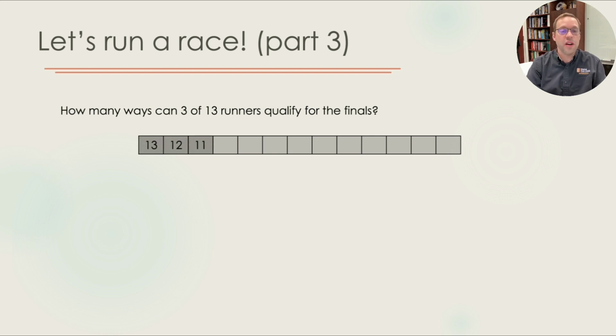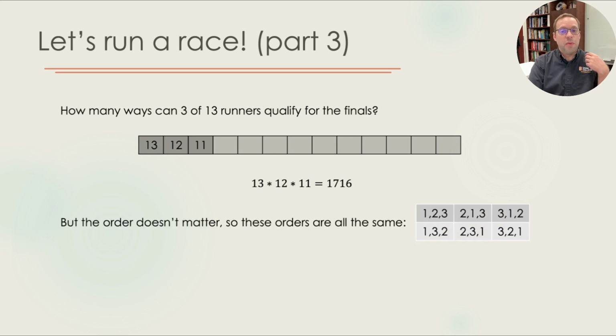So just as before, there are 13 ways that people can finish first place, 12 ways runners can finish second place, and 11 ways that runners can finish third place. So a total of 1,716 different ways that they can finish. But this was the calculation where we were dealing with first place, second place, and third place, where that order mattered. But for qualifiers, the order does not matter.